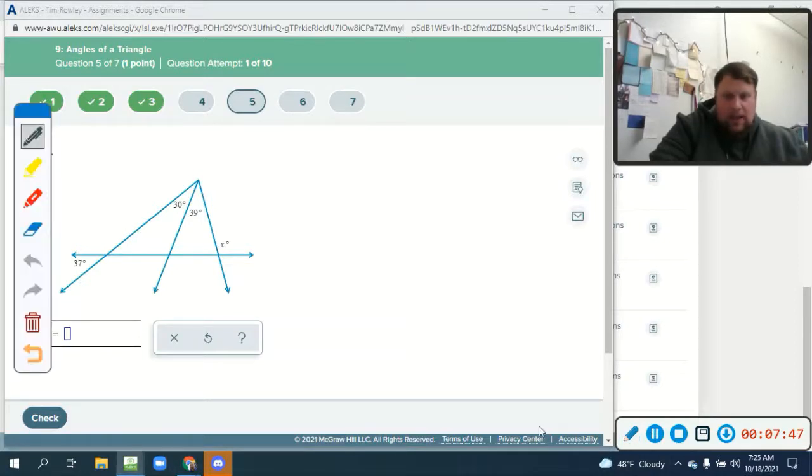I accidentally undid everything. So what do we have? 37. This together was 69. Then I calculated that this is 74. You can always back up and pause if you need to see anything. And I want to find the supplement here. So these add up to 180, right? So I'm going to have 180 minus 74. What do I get?